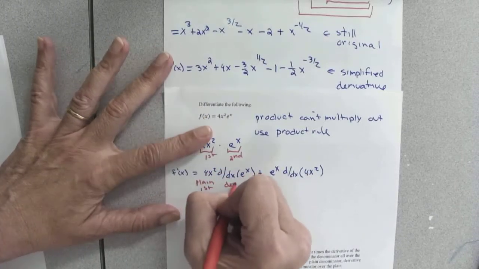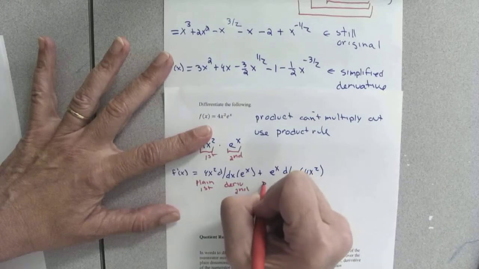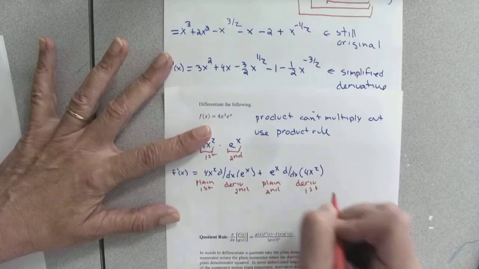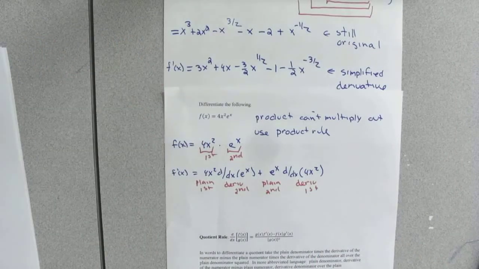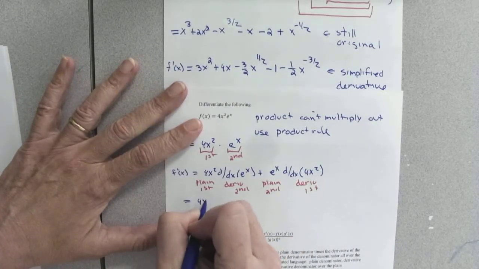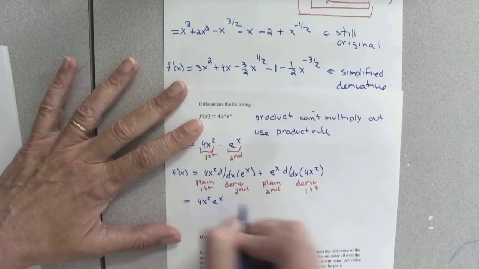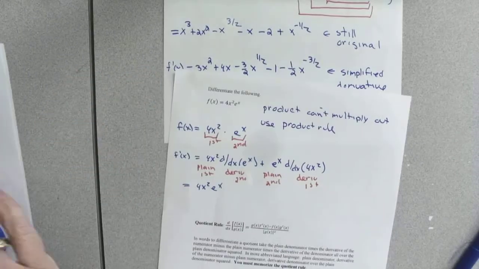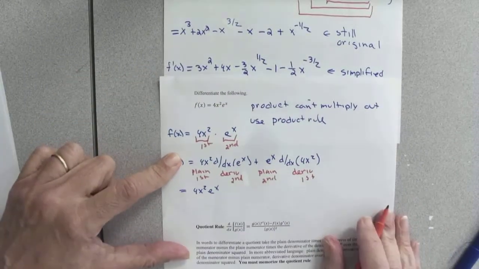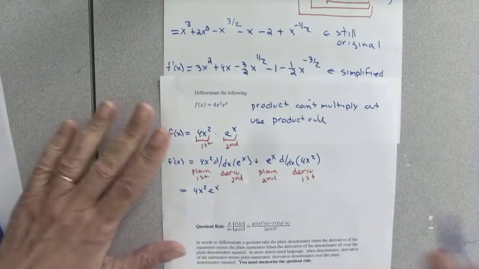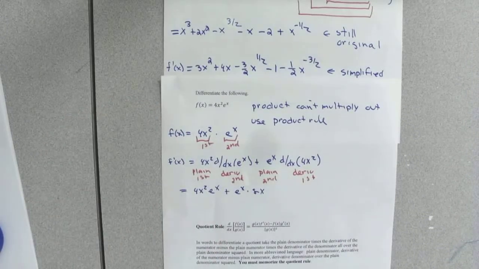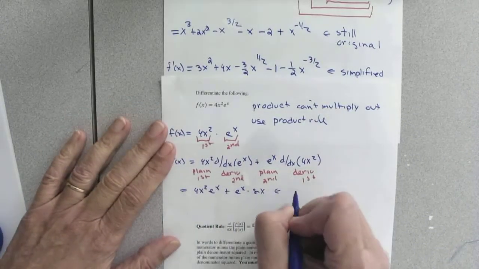Plain first, derivative second, plain second, derivative first. I'm going to show that step until I'm relatively certain everybody knows the product rule. Now just doing my derivatives, plain first, so don't write anything down. Derivative second, you just memorize that the derivative of e to the x is e to the x. Then plain second, derivative of the first, 8x. And there is my unsimplified derivative.